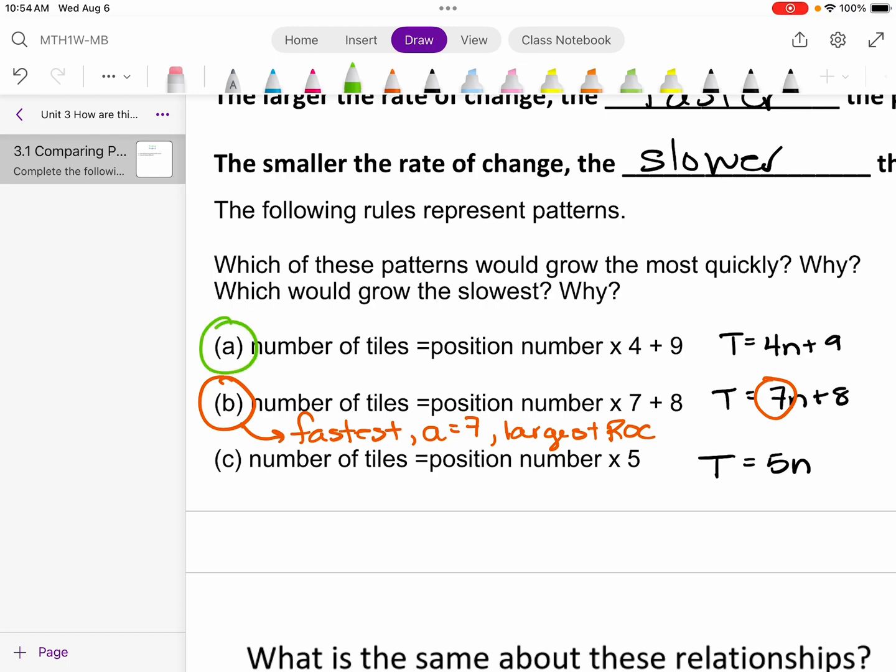On the other hand, A is going to be slowest because 4 is the smallest of my rates of change. So A is equal to 4, and it's going to be the smallest rate of change. So if I look at the speed at which that pattern grows, it's going to be the least.